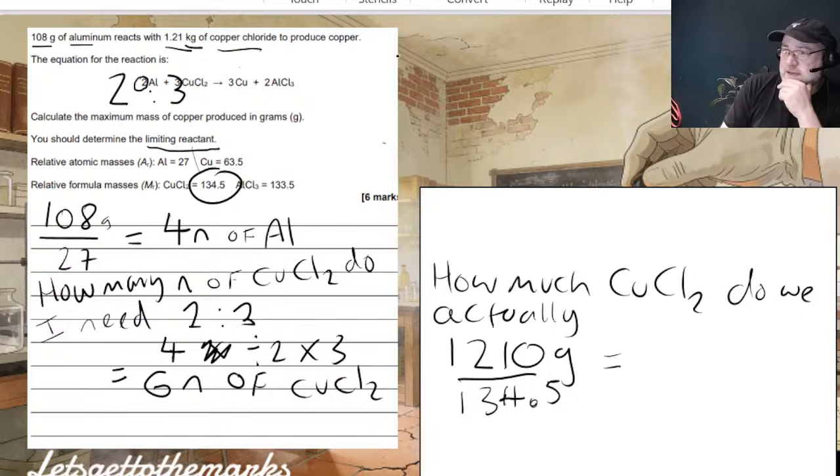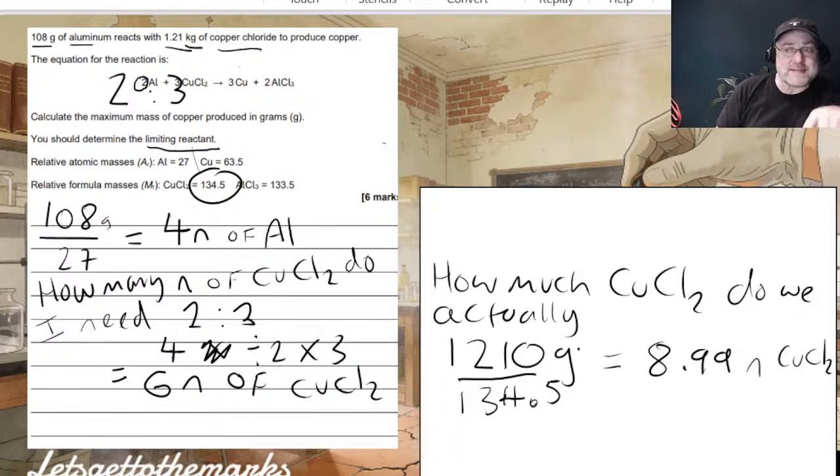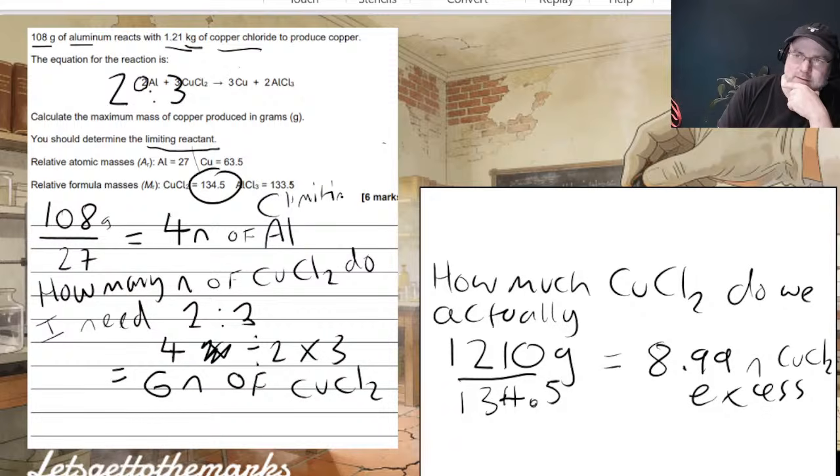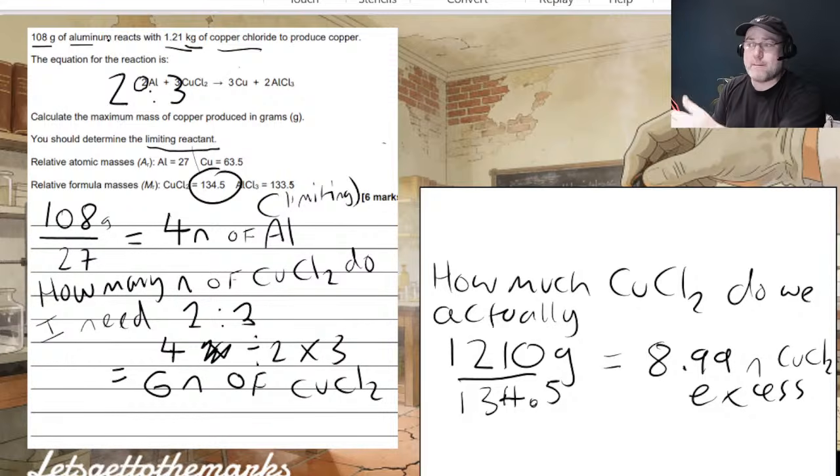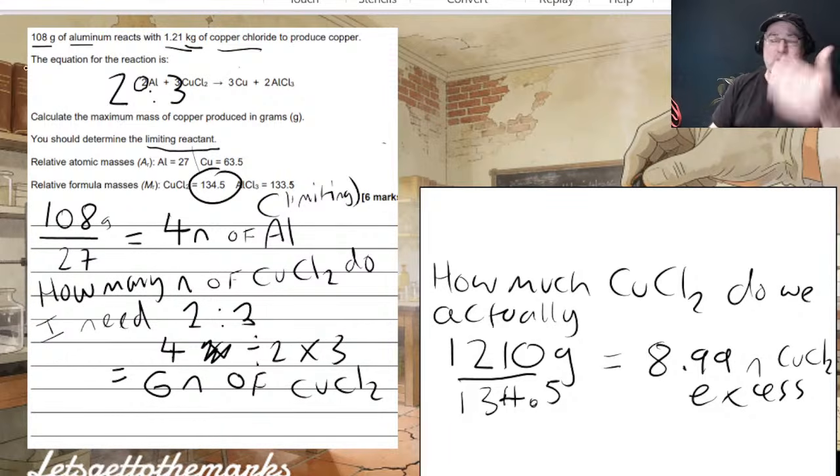So that gives me 8.99 moles of CuCl2. Is that bigger than 6? This is excess. This is limiting. So I don't have enough of that. That's going to run out, and I'm going to be left with 8.99 minus 6, which is 2.99 moles of copper chloride left over. So I know that copper chloride is in excess and aluminium is limiting.